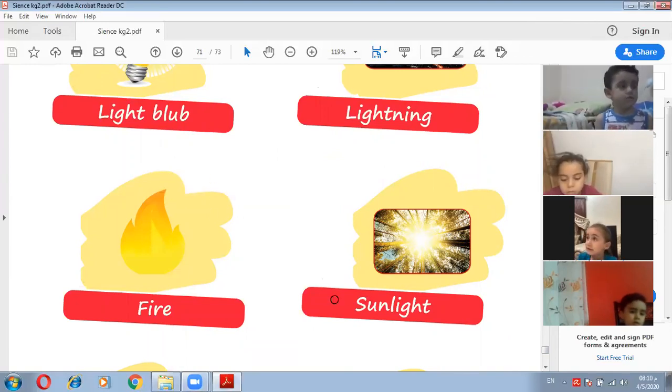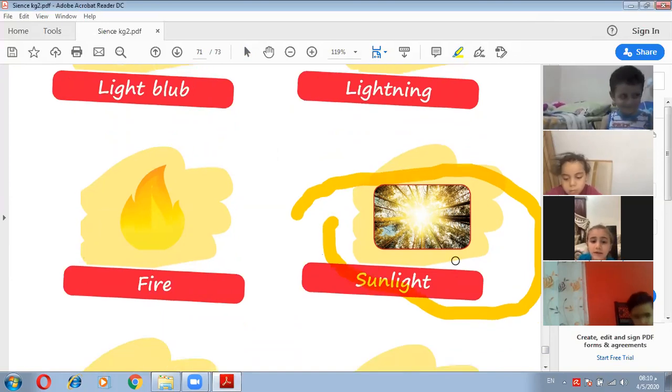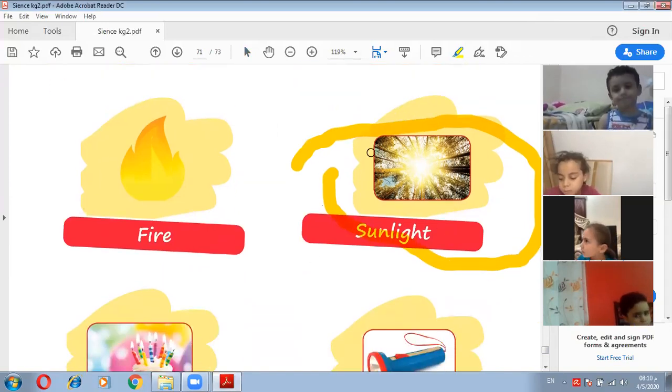Okay? Sunlight. This is sunlight. Super. It's a sunlight. Is the sunlight not natural or natural light? It's a natural light as it comes from Allah. So this is sunlight. It's a natural light.